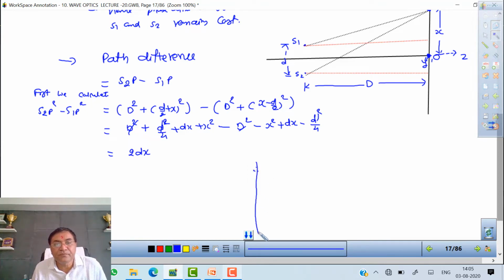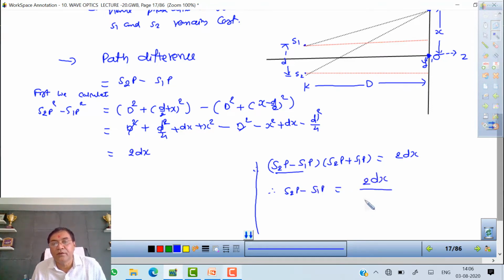Therefore, S2P minus S1P times S2P plus S1P is equal to 2dx. I want to find out this. Therefore, S2P minus S1P is equal to 2dx upon S2P plus S1P, S2P from here to here and S1P from here to here.